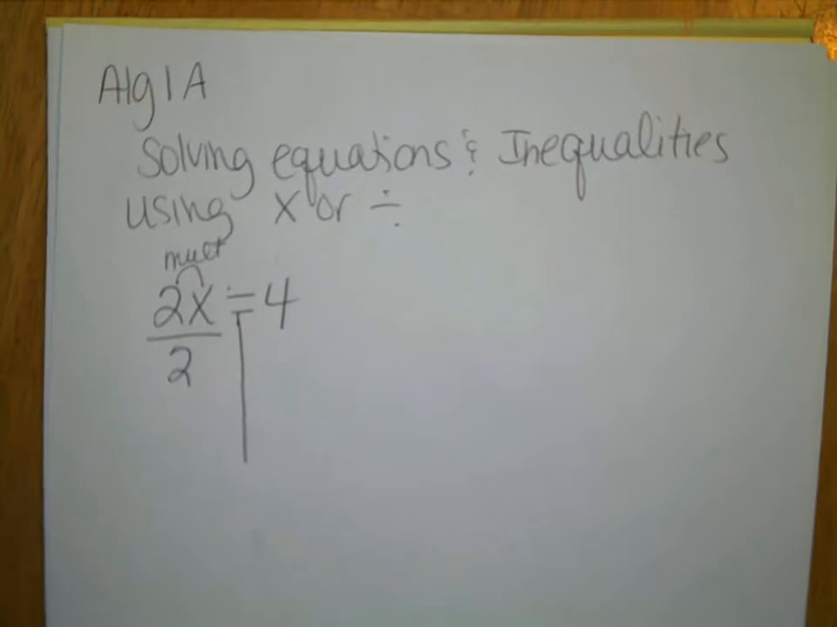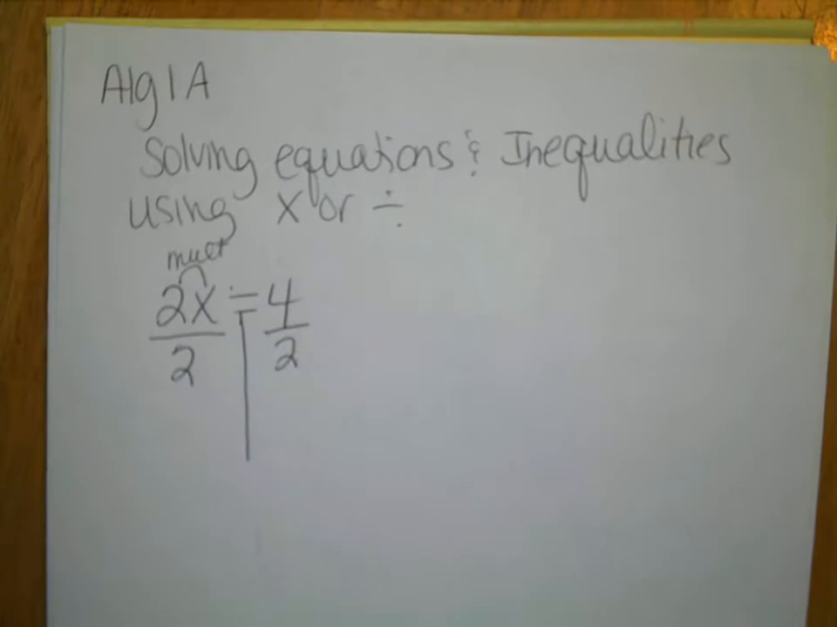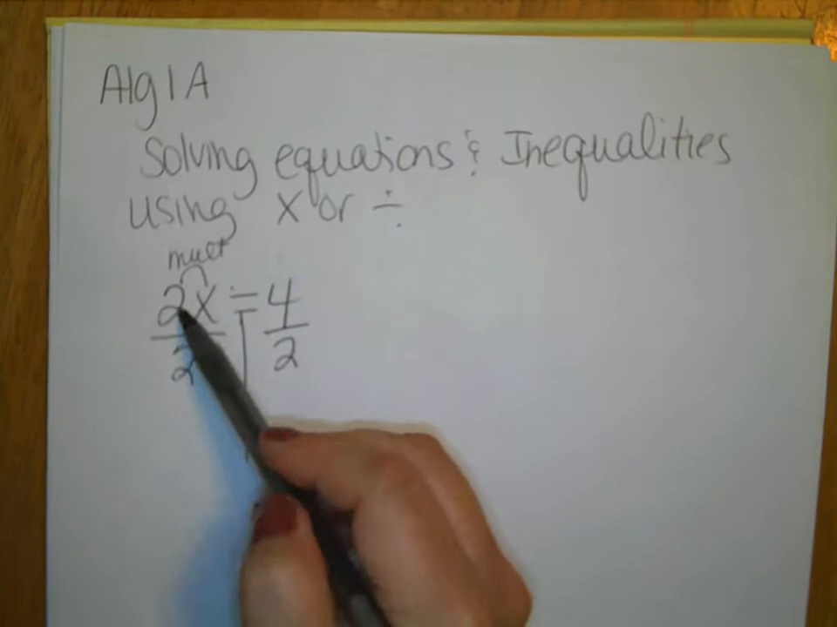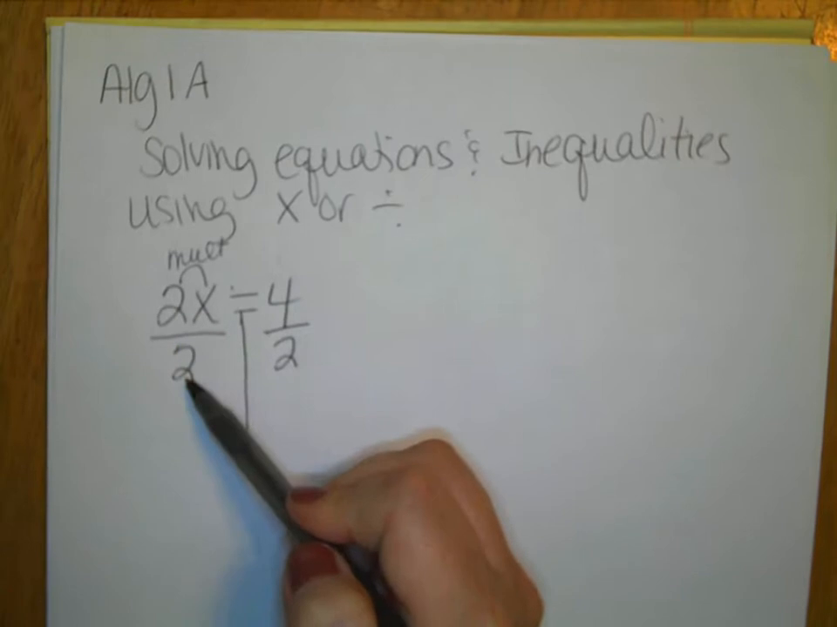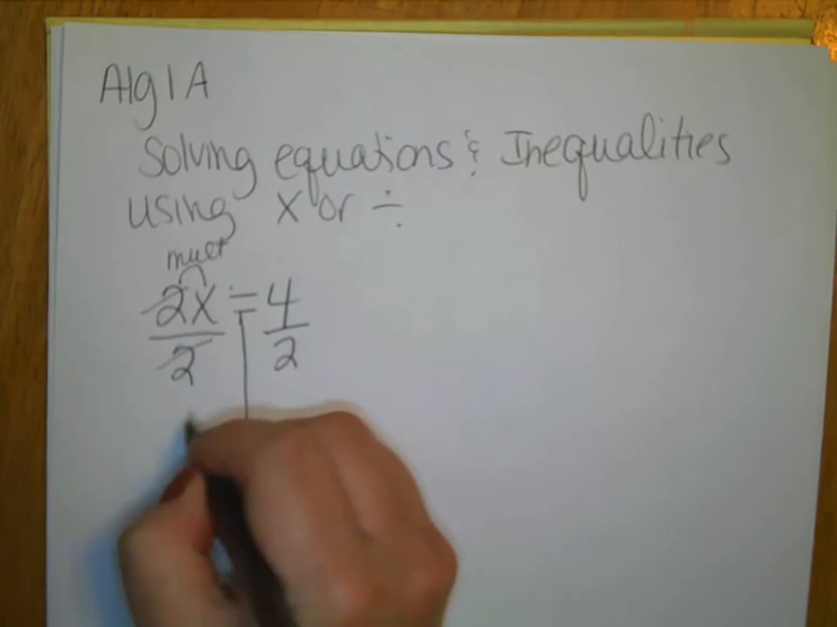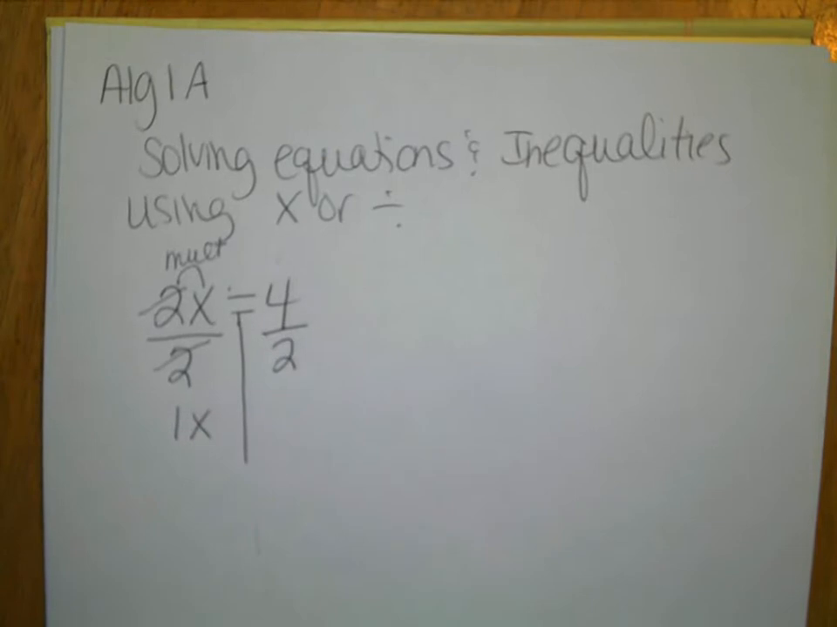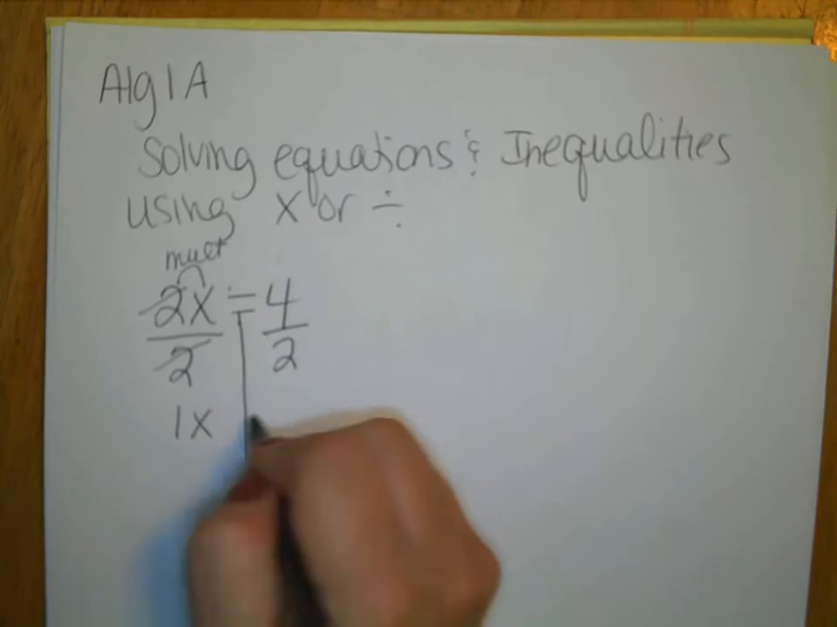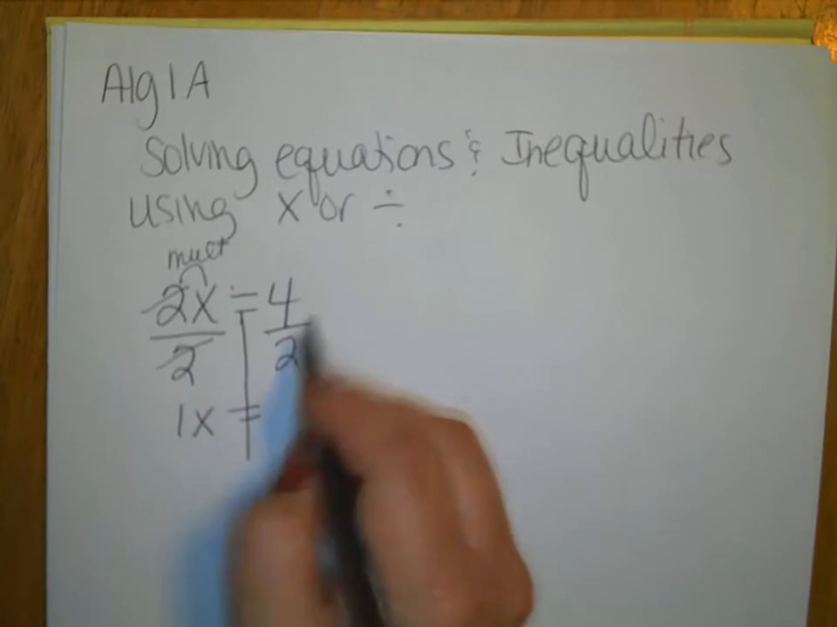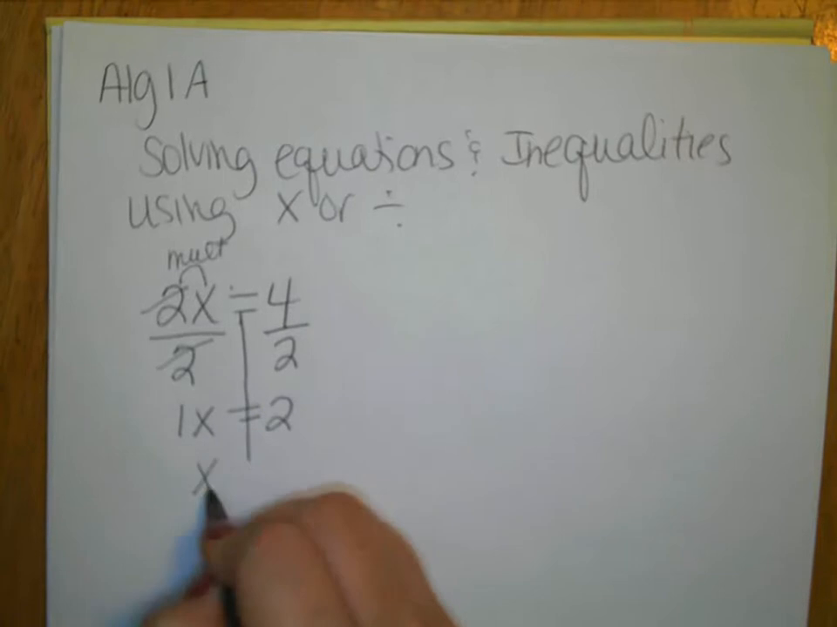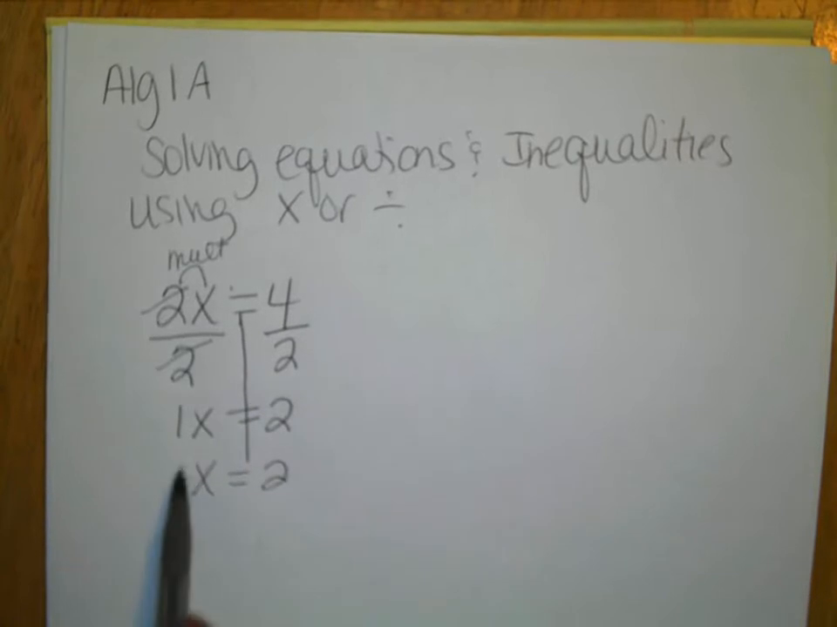Now, if I divide one side by 2, the rules of algebra tell me I have to divide the other side by 2. Now, 2 divided by 2 gives me 1. 1x is the same as x. And then 4 divided by 2 is 2. So I can write this as x equals 2, because remember, if we don't have anything in front of here, it's the same as having a 1. So now we solved that.